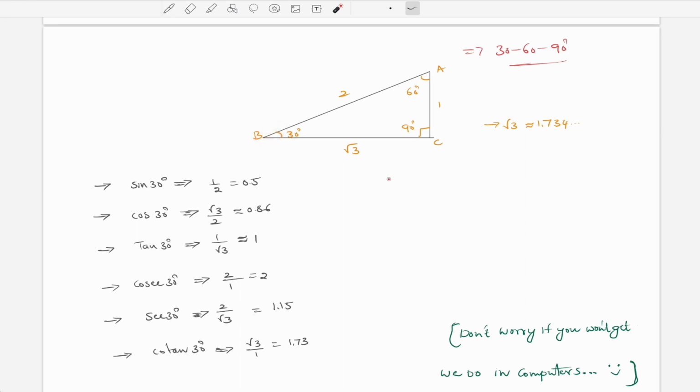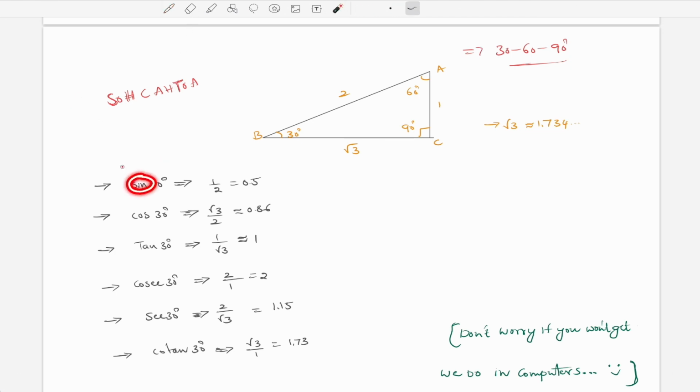The same as follows from the SOH CAH TOA formula. I write these here so that it is easy to have a look and easy to explain from here.